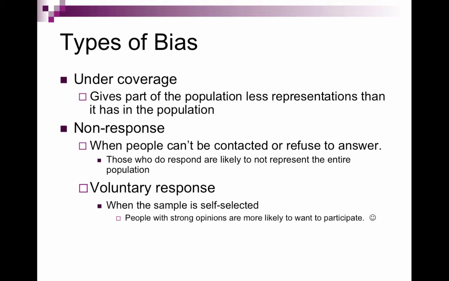The other kind of non-response is a voluntary response. This is when the sample is self-selected. So you're listening to the radio and the radio DJ asks people to call in to give their opinion on something. That's voluntary response. You have to call and actually respond. Again, this is another situation where strong opinions are more likely to want to participate.